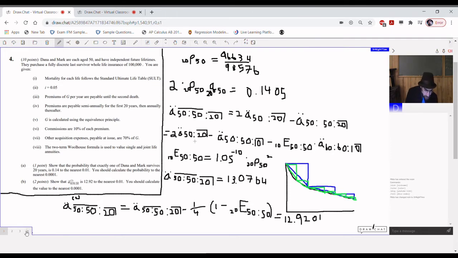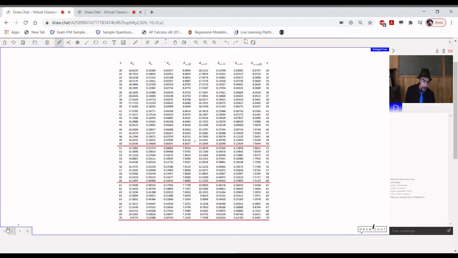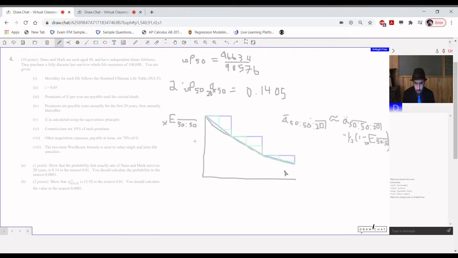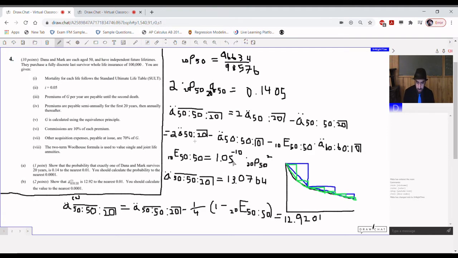And I don't think there's a column. Let me double check. No, there's no endowment column here. So you have to calculate the endowment figure directly: 10-year discount times the probability of surviving. This should be 10, not 20. My apologies. Surviving 10 years twice. I had it at 10 in my notes here, so what comes after is correct.